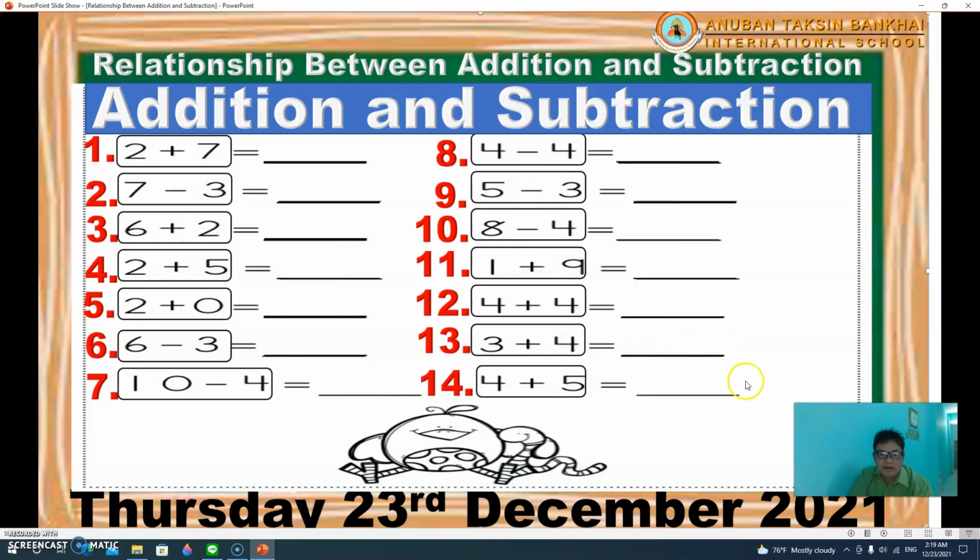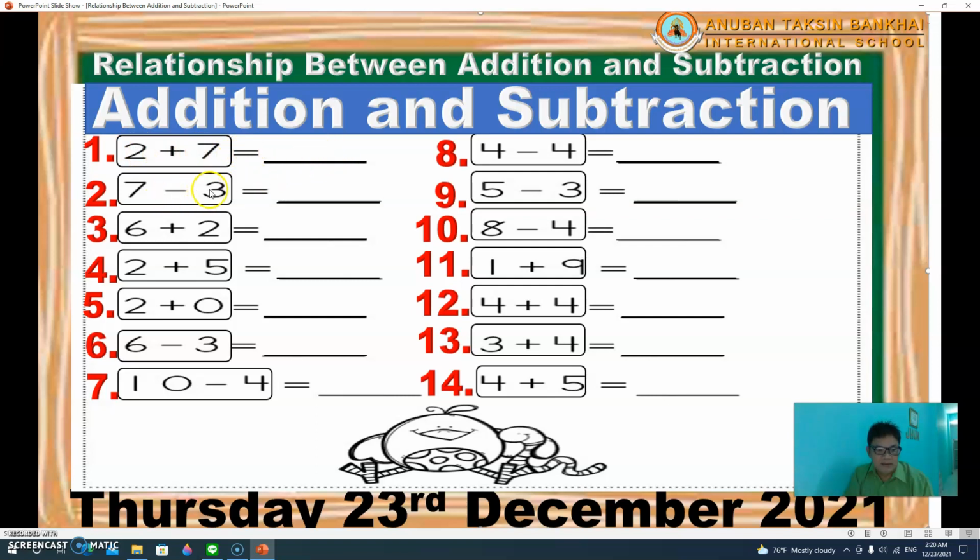Okay, 8 minus 4 equals 4. 1 plus 9 equals 10. 4 plus 4 equals 8. 3 plus 4 equals 7. Very good. 4 plus 5 equals 9. Very good. So, again, 2 plus 7 equals 9.